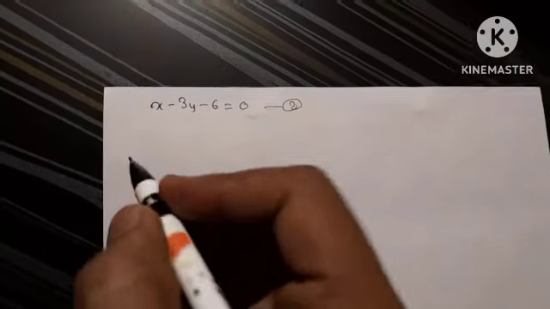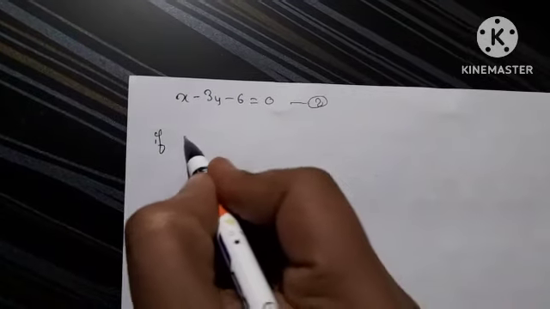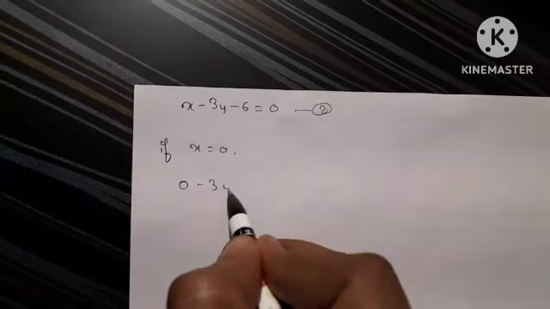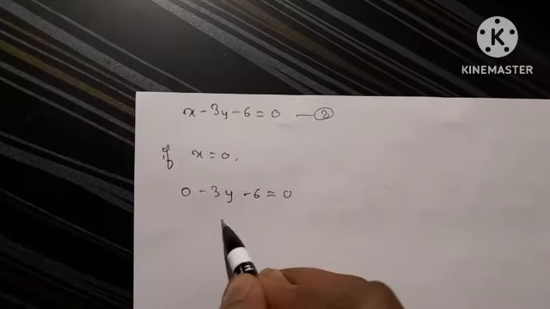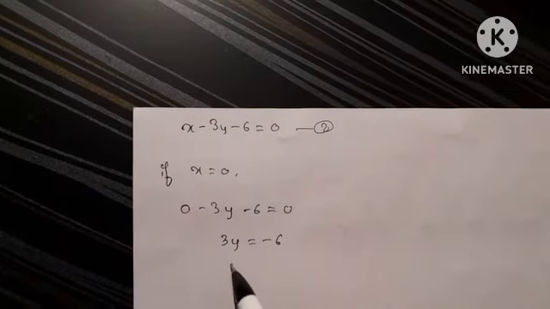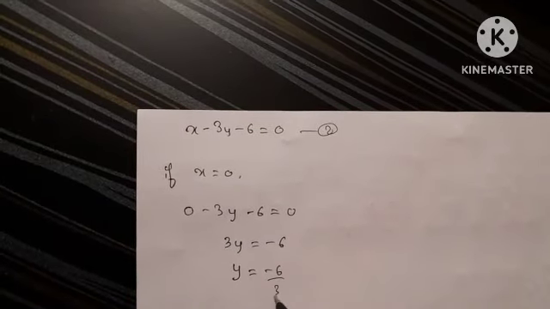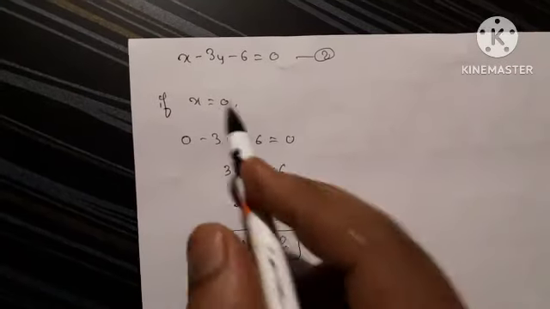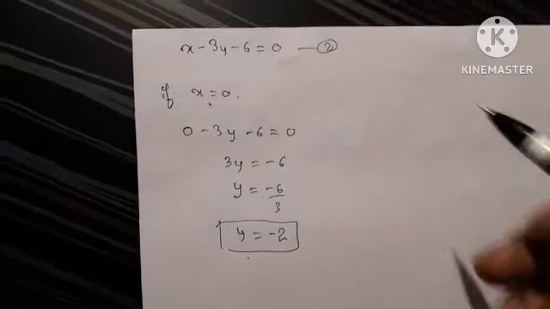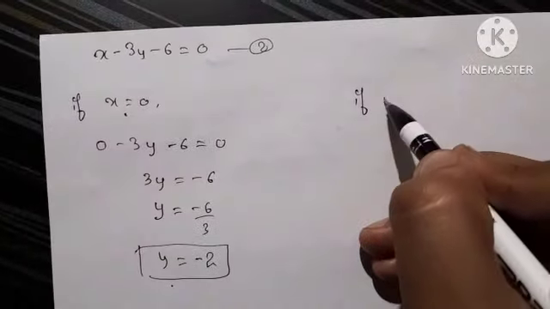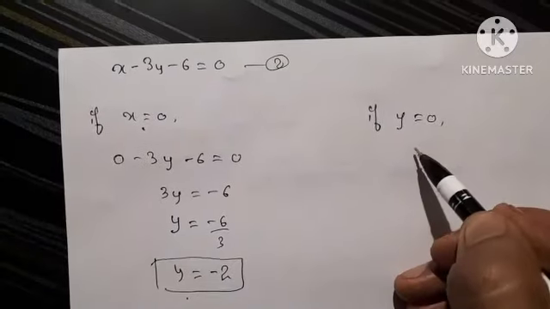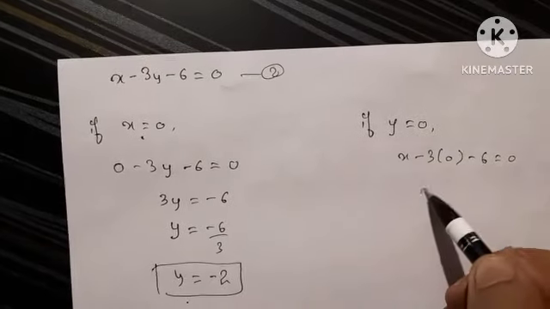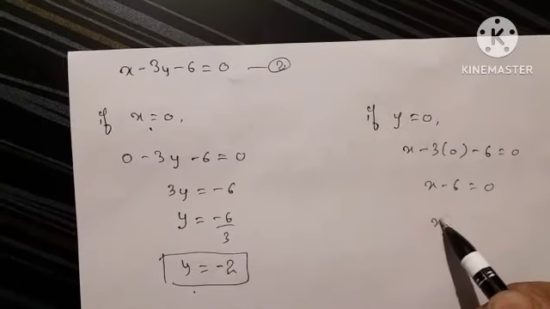So similarly for the second equation, if x is equal to 0, we get 0 minus 3y minus 6 equal to 0. So 3y equal to minus 6, y equal to minus 6 by 3, we get y as minus 2. So for the value of x equal to 0, we get y as minus 2. Similarly, if we consider y is equal to 0, then x minus 3 into 0 minus 6 equal to 0, x minus 6 equal to 0, then x will be 6.